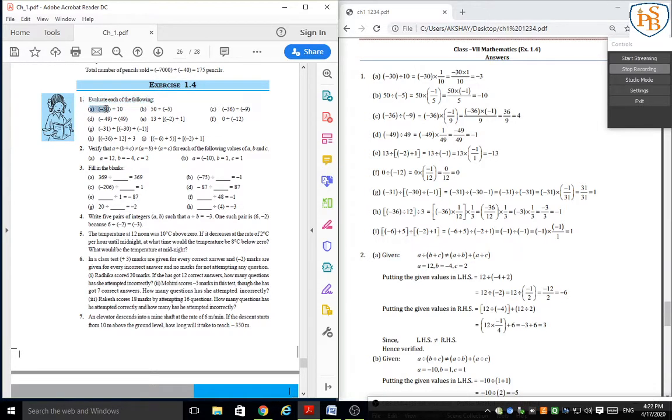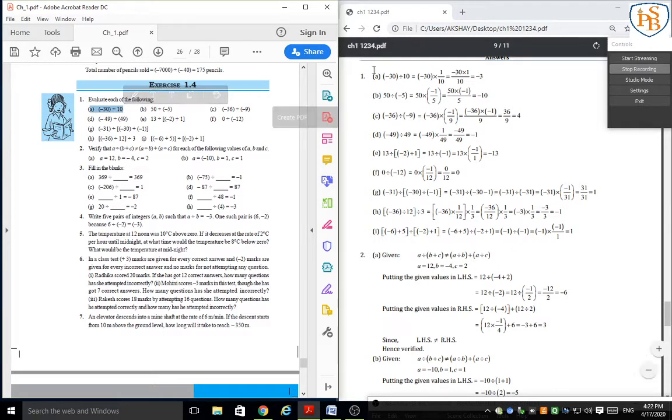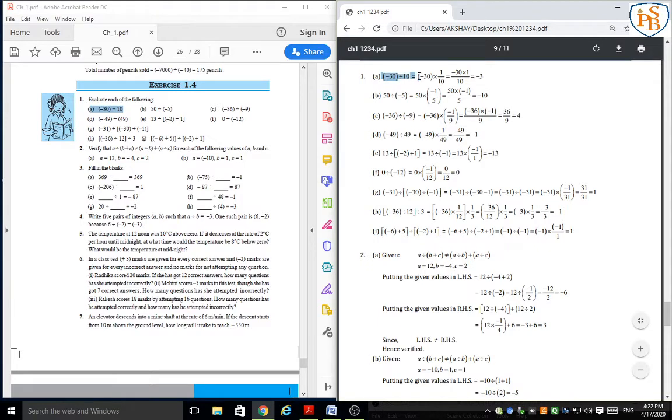A, negative 30 divided by 10. Look here in the answer sheet: negative 30 divided by negative 10. That means 10 3s are 30. But 30 and 10 carry different signs, so the answer will carry a negative sign. The answer is negative 3.